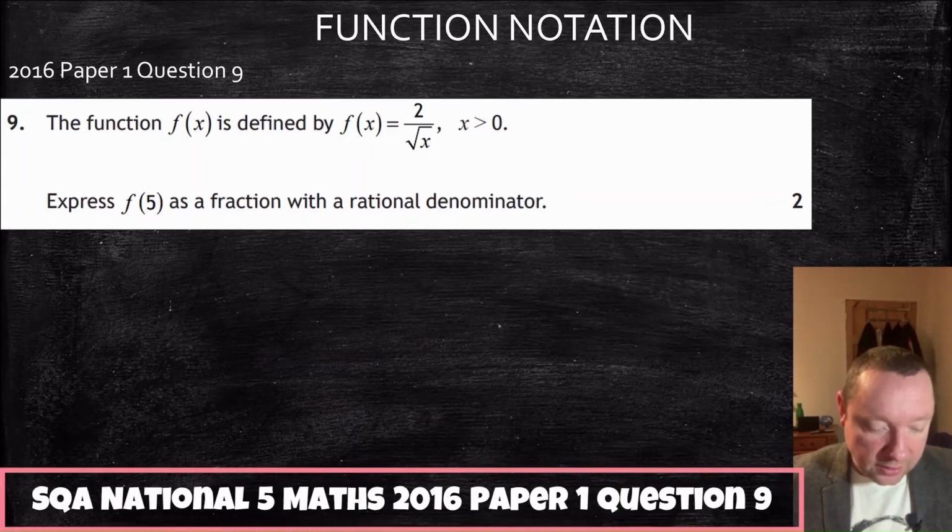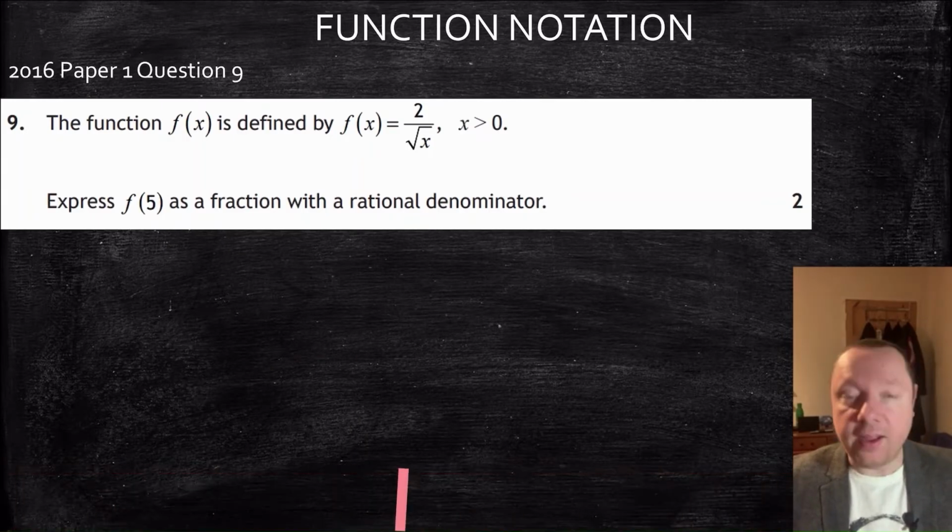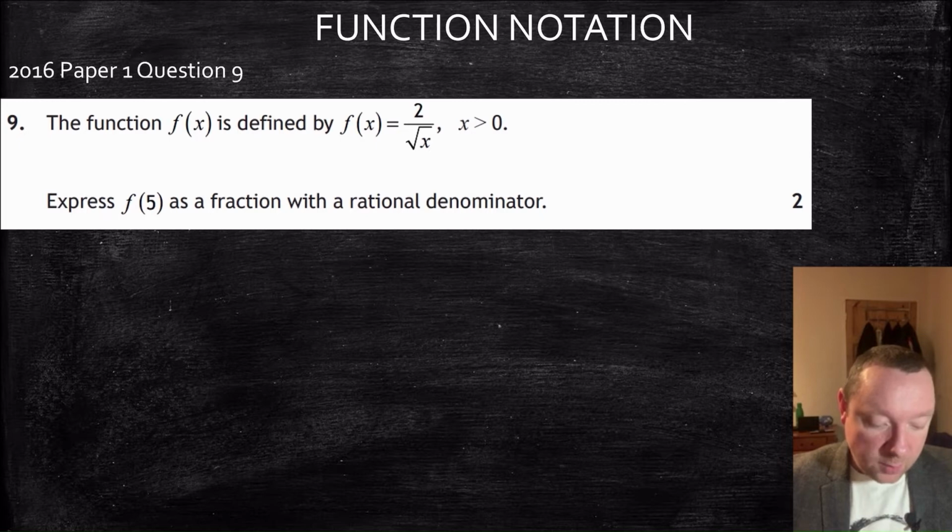The next question says, a function f of x is defined as f of x is 2 over root x. Express f of 5 as a fraction with a rational denominator.